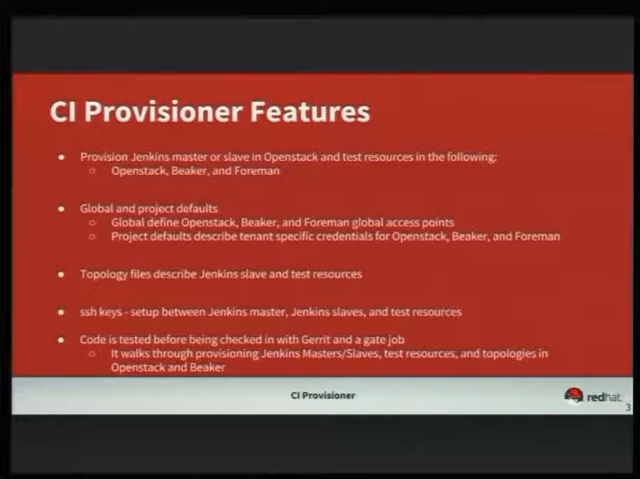The global and project defaults are what define the framework of your environment. So what is your OpenStack instance? What does that look like? What's the API endpoint, username, password, things like that, or key pair. And that's what's managed by the global and project defaults. And the topology files are really what describes your resources, whether they're Jenkins slaves or they're test resources. It helps you describe the images that are in OpenStack, or maybe it's a Foreman image or a bare metal machine, or is it a Beaker? You need a Beaker resource of a certain type of architecture.